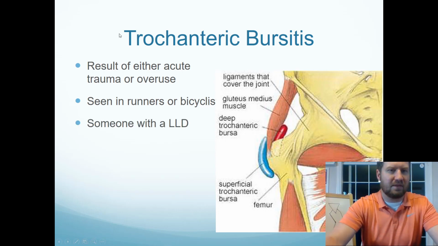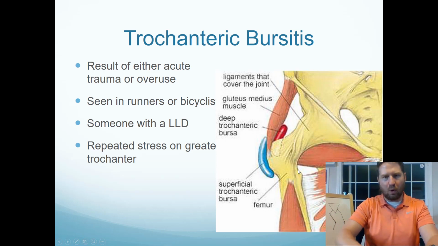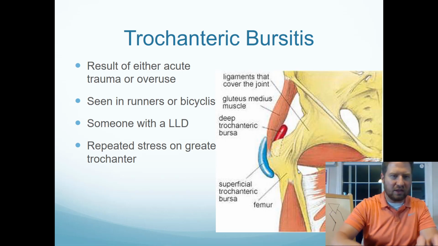Okay? Moving those same principles into trochanteric bursitis, except we see it in a different patient population usually. Okay? It results from either acute trauma or overuse, seen in runners or bicyclists as well. Also, I feel like when I was in practice, I usually saw my older women who went out and tried to go shopping for 6 hours straight and ended up with some trochanteric bursitis. We can also see it with someone with a leg length discrepancy, because that longer limb is going to take more of the brunt of the force than your shorter one.